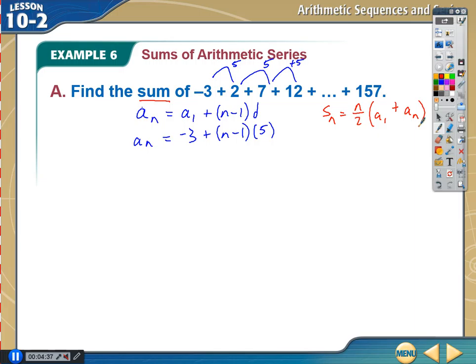Now what's interesting here is this is the reason why I'm using this one. It's because I have the first term and I have the last term. I just need to know the nth. What is n? So how do I find out n?